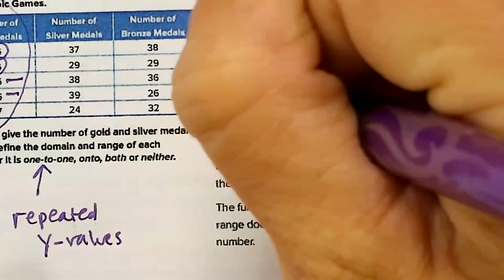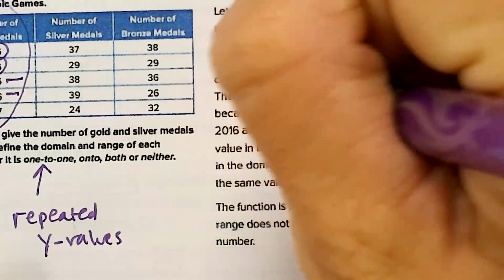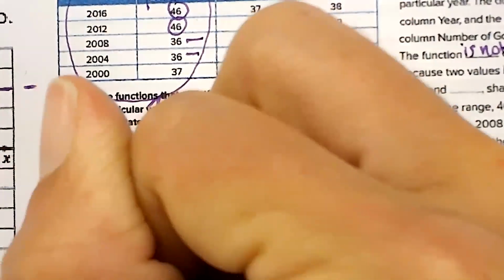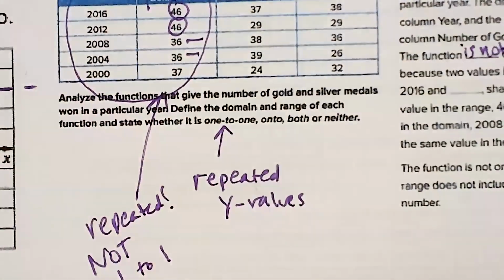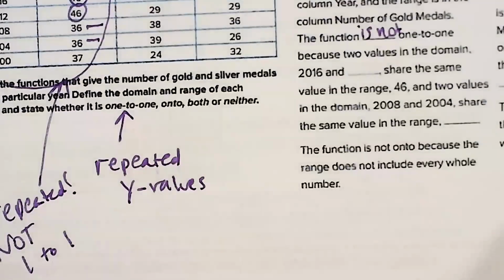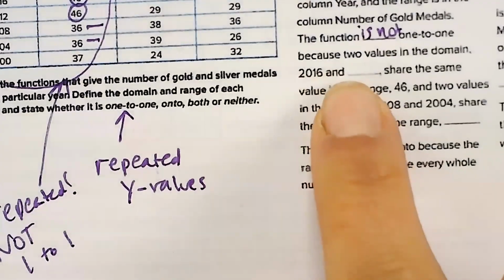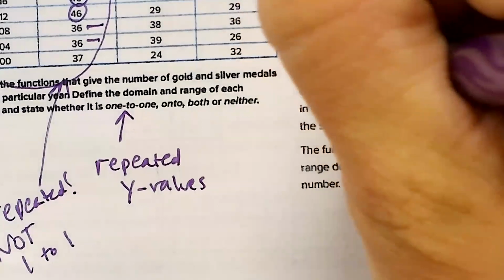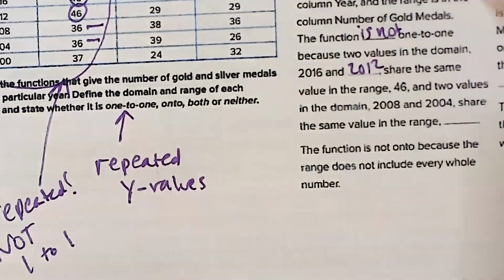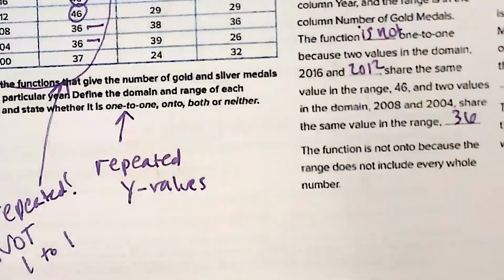It is not 1-to-1 because there are repeated y values. There's repeated y values, so it is not 1-to-1. It repeated in 2016 and 2012. They were both 46, and 2008, 2004, they were both 36.